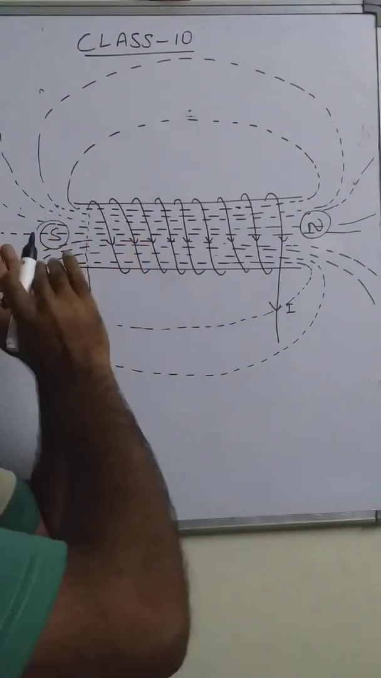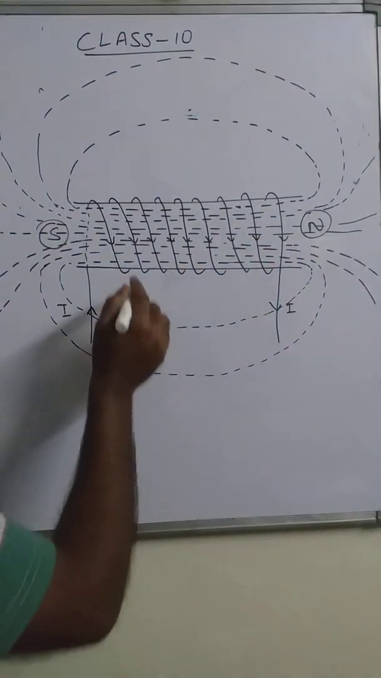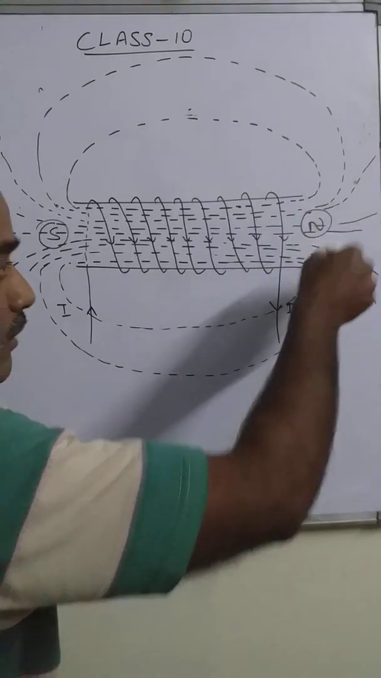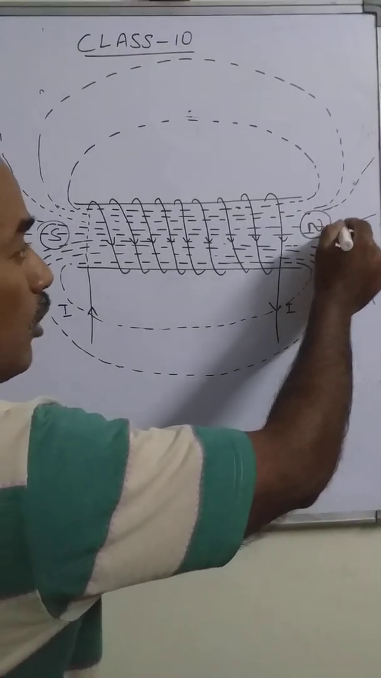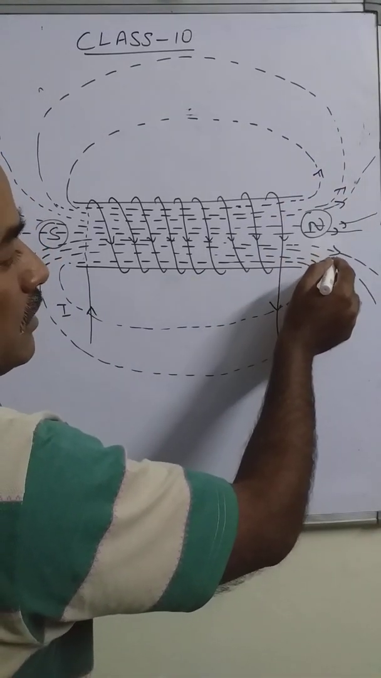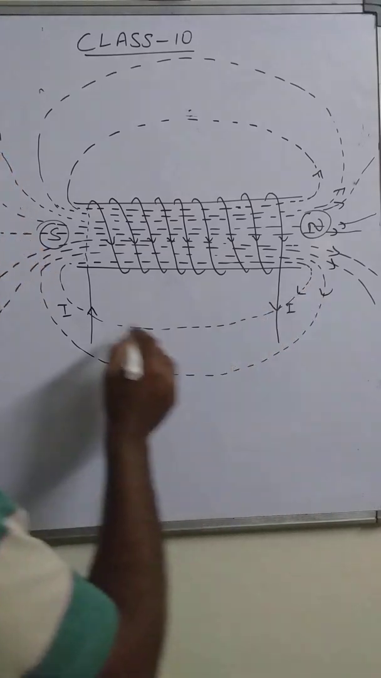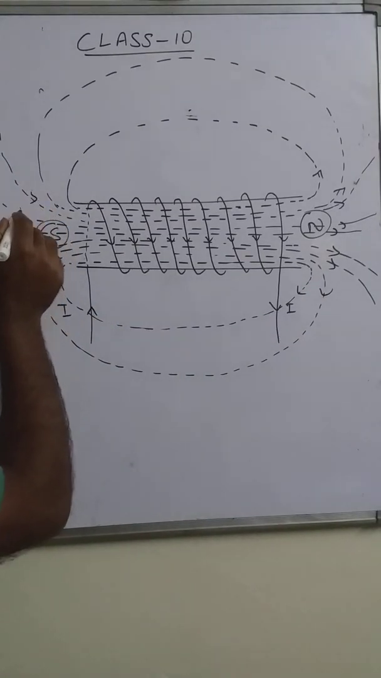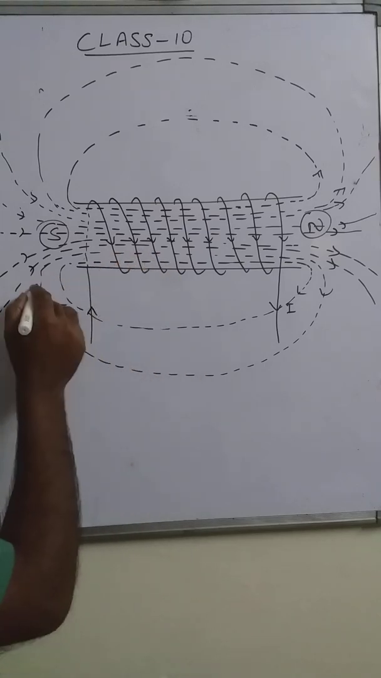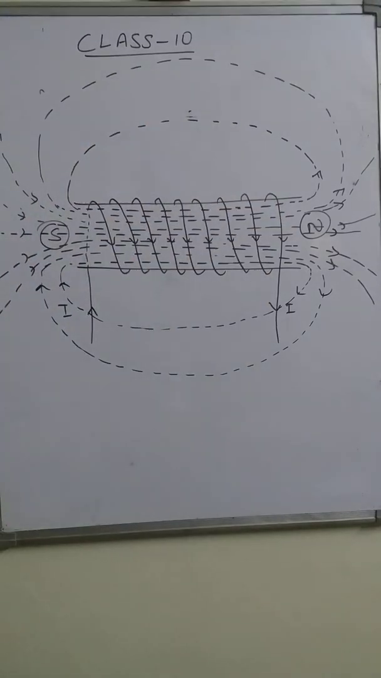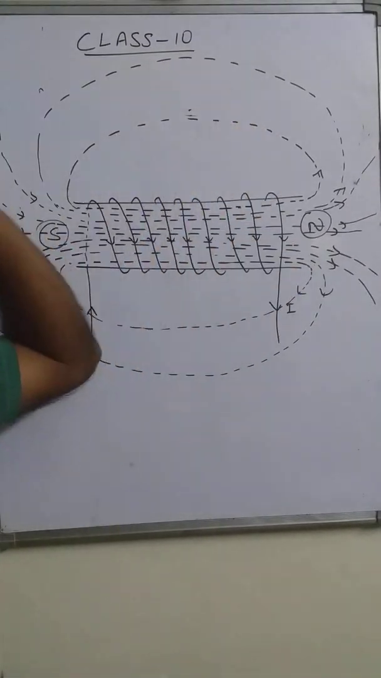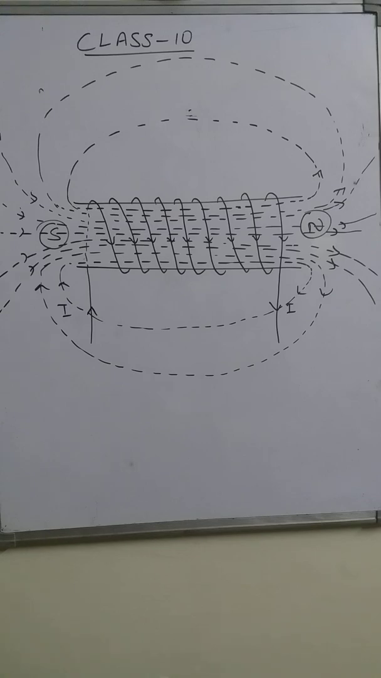All the lines should move from south pole to north pole inside, and outside they must leave the north pole, and the arrow should be outward. Here it should be inward. The direction of the lines should be inward. So this is how the magnetic field pattern is drawn for current carrying solenoids, right?